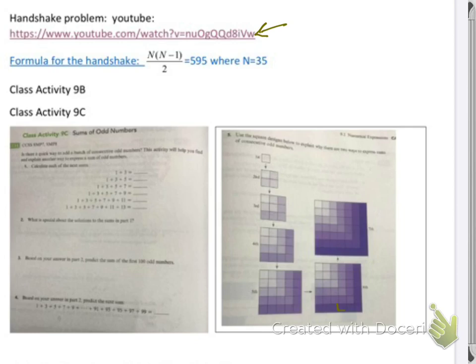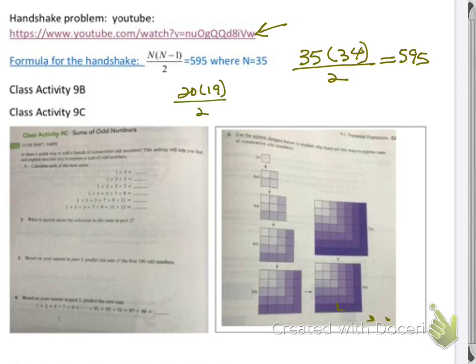If you have 35 people that are going to shake hands, and everyone's shaking hands one time, whatever the number of people that you have, take that number times 1 less than that number and divide it by 2, and you will get the same number they got in the video. So what if I had a different problem? What if I had only 20 people shaking hands? Then I would say 20 times 19 divided by 2, and I'm going to get 190 there.